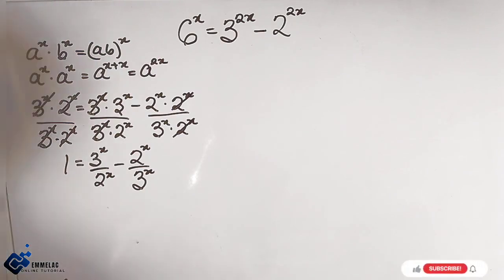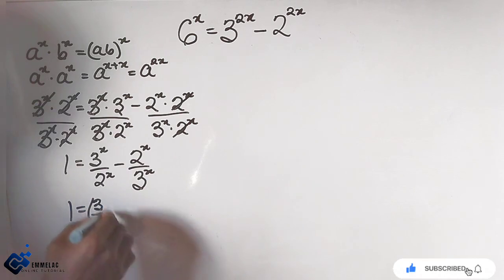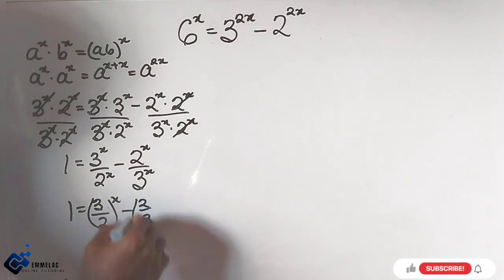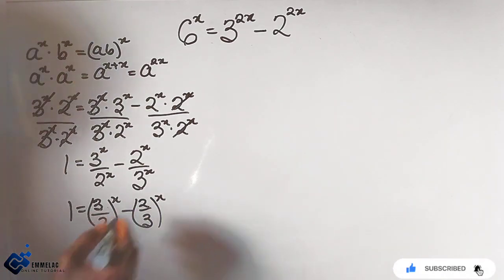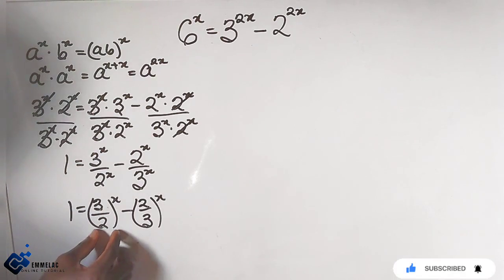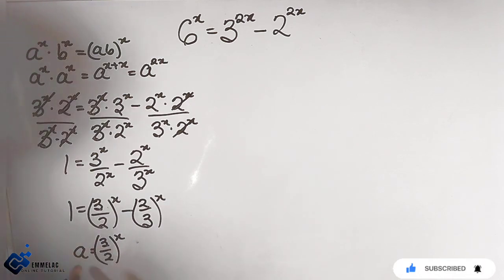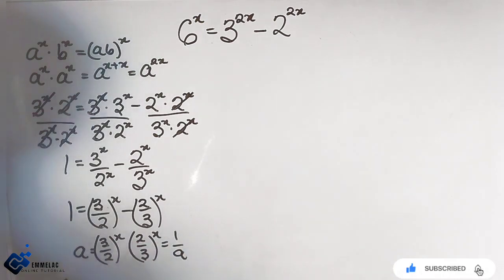From here, let us also recall that this gives us 3 over 2 all raised to the power of x, minus 2 over 3 all raised to the power of x, and this is because they have the same exponent. Let us make this a. Let us say that a now equals 3 over 2 all to the power of x. If a equals this, then 2 over 3 all to the power of x gives us 1 over a, because this is the reciprocal of this.